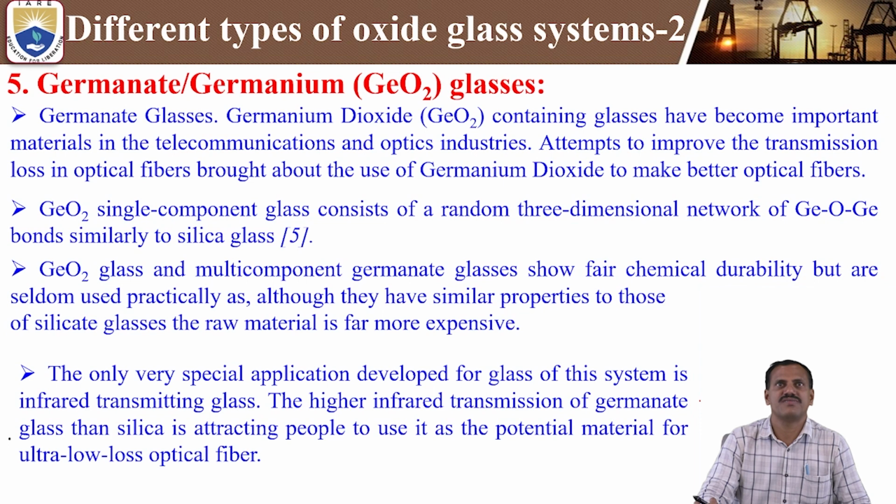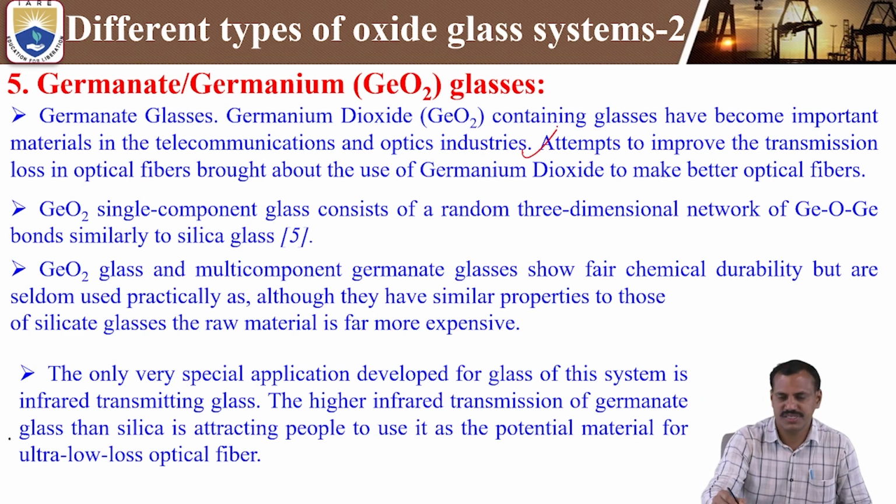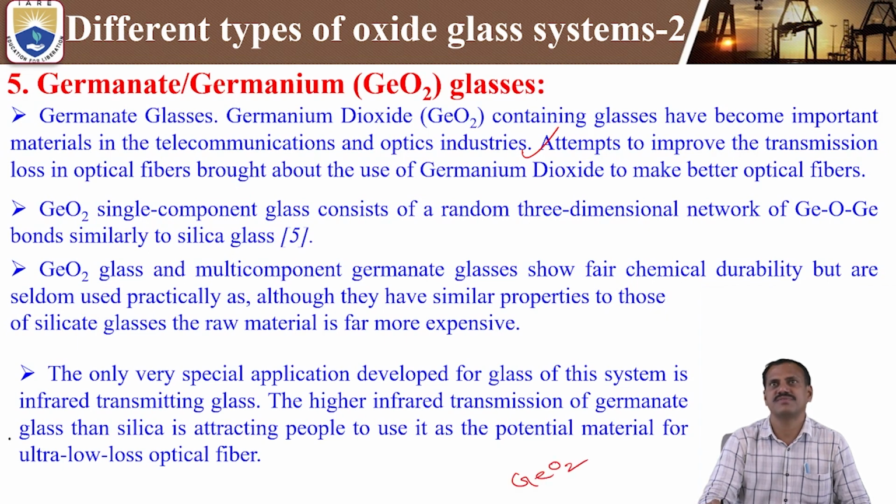Next, coming to the last one, the germanate or germanium based glass systems. Germanate glasses, containing germanium dioxide, GeO2, have become important materials in the telecommunication and optics industries. They have many applications in telecommunications and optics.